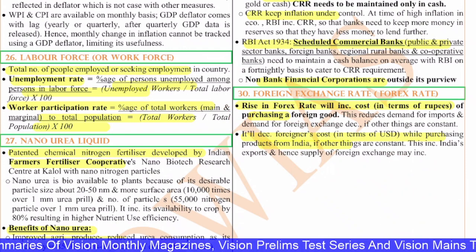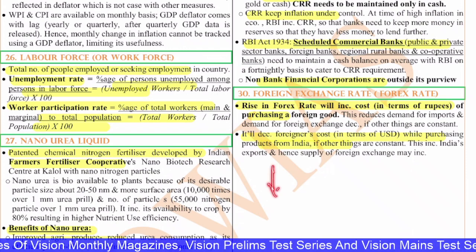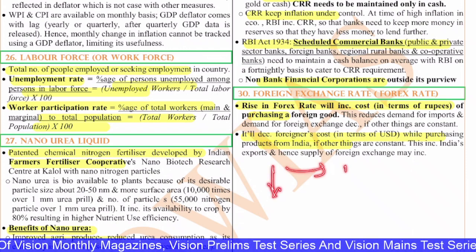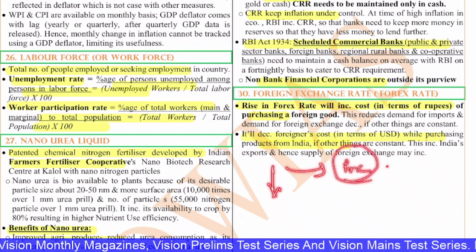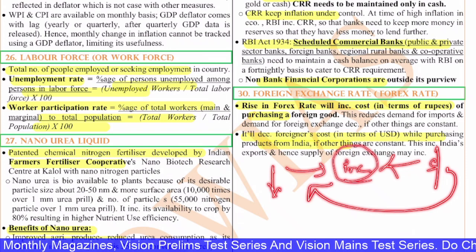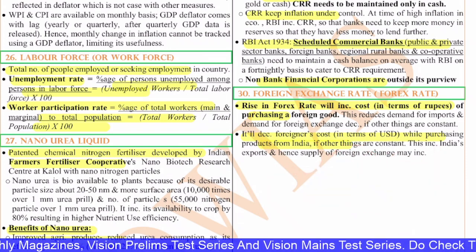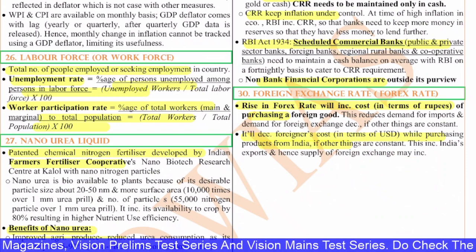Okay, and parallelly, when the rupee rate decreases, there will be an increase in exports to some extent, because the number of dollars that a foreign country has to pay for Indian goods will be less. So they will import more from us. So that is the thing about the forex rate. Now let's look at the next question.